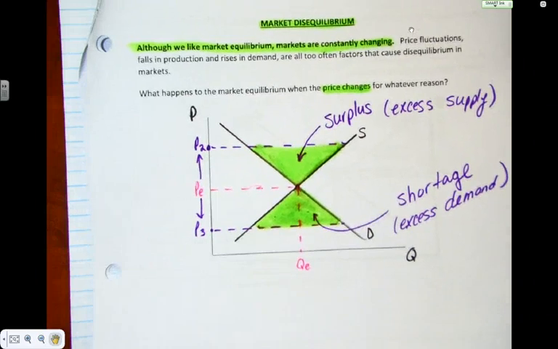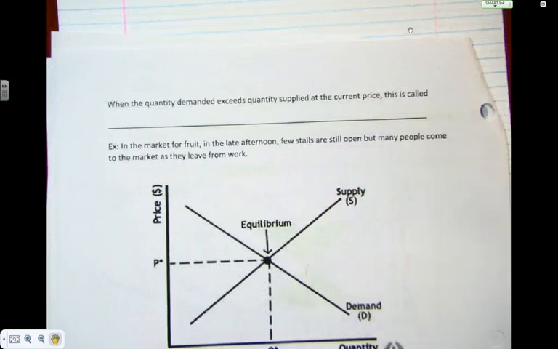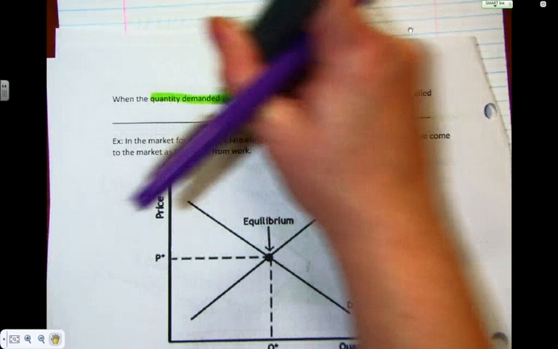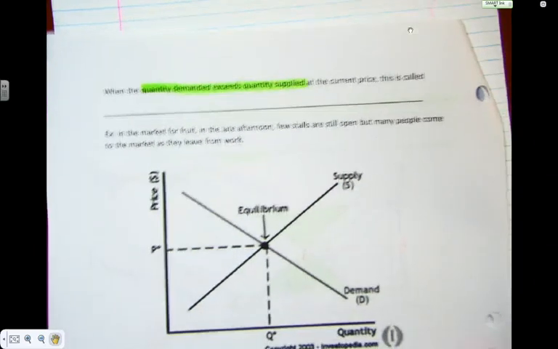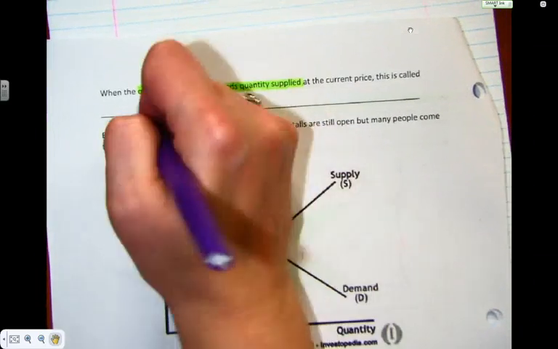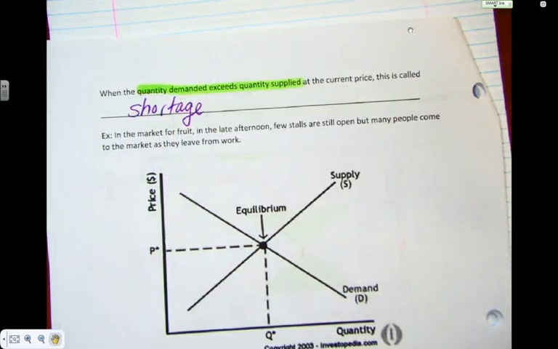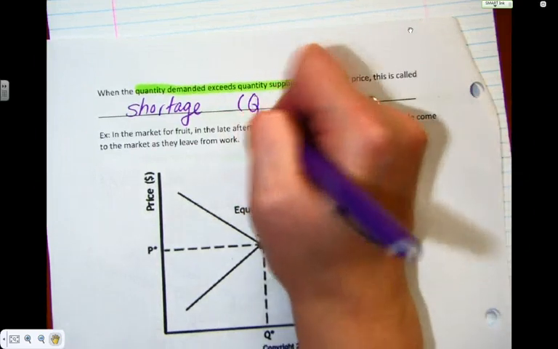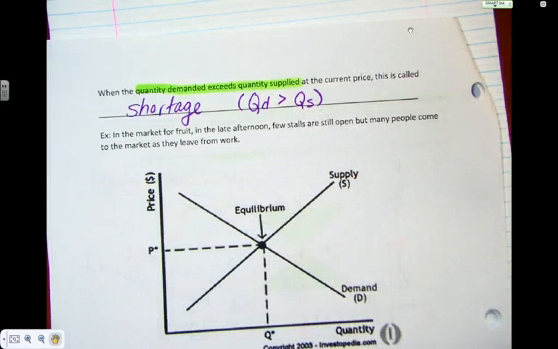Can I flip? So just summing that up and giving an example. When the quantity demanded exceeds the quantity supplied at a current price, this is called shortage. And mathematically, we say that the quantity demanded is greater than the quantity supplied.